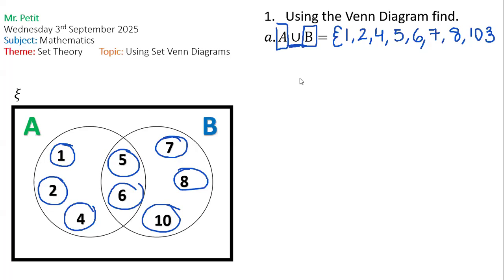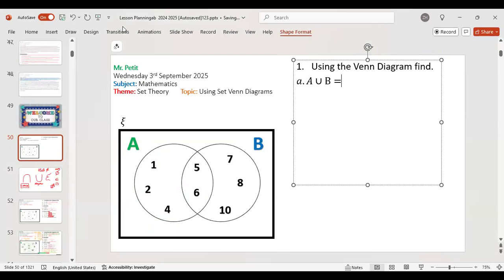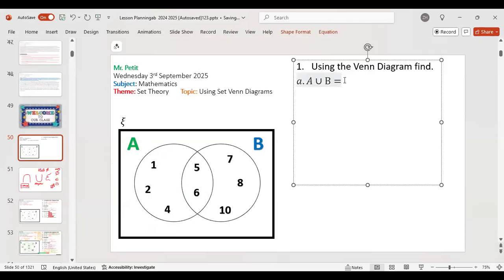Okay. So the union is going to be, let me write it down. Let me clear our drawings and write it down officially. So the union is going to be all of this: 1, 2, 4, 5, 6, 7, 8, and 10. That's the union.